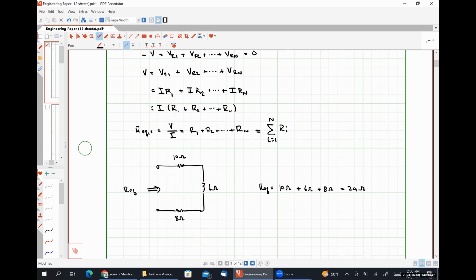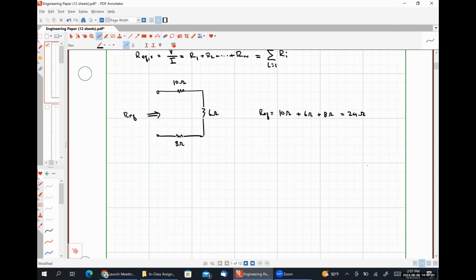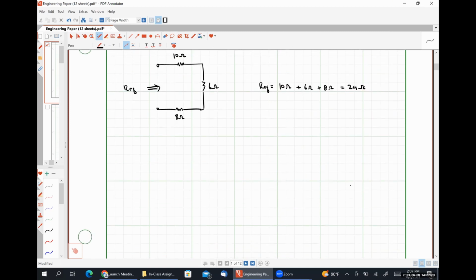Okay. Before we move along to combining resistors in parallel, does anybody have any questions about what we've just talked about? Not yet. All right. So let's move along then to resistors in parallel.